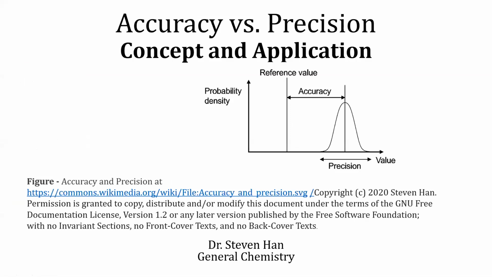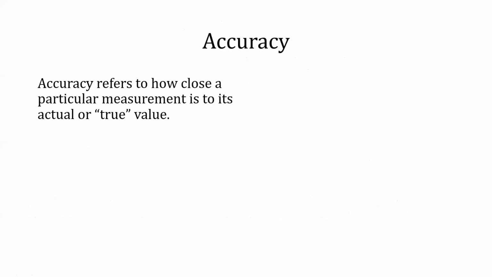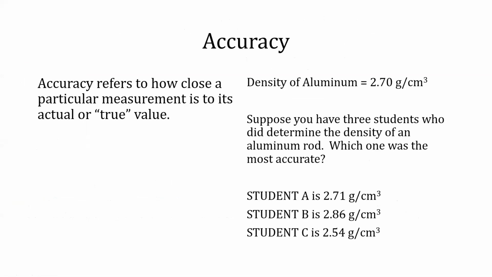This lecture is on accuracy versus precision. Accuracy refers to how close a particular measurement is to its actual or true value. For example, the density of aluminum is 2.70 grams per cubic centimeter. Suppose you have three students who did determine the density of an aluminum rod. Which one was the most accurate?